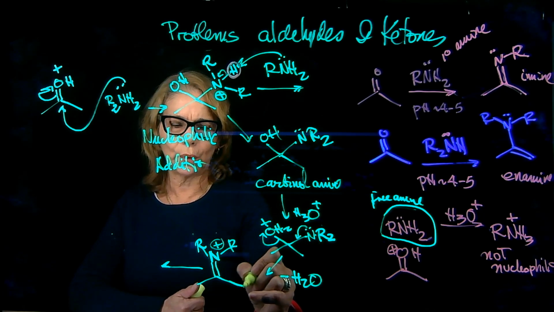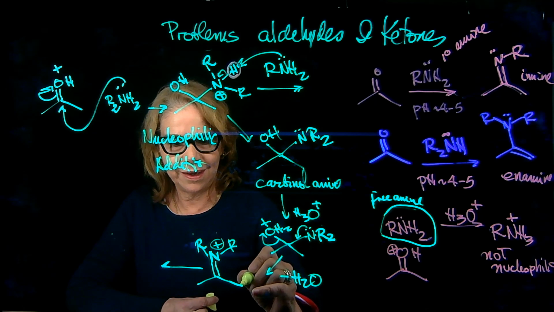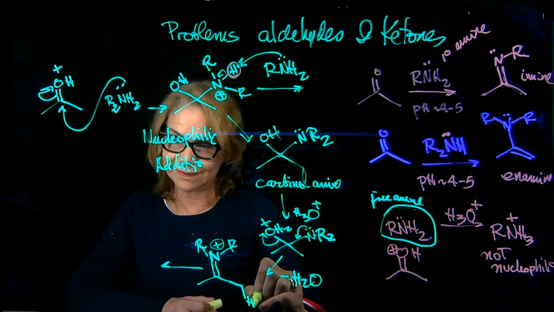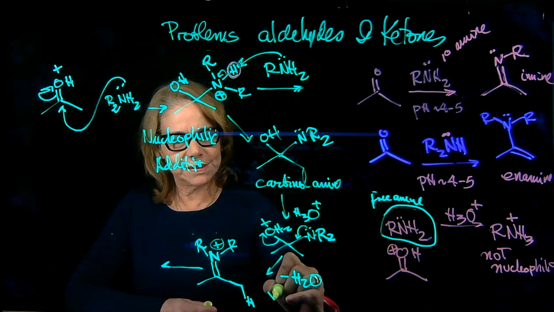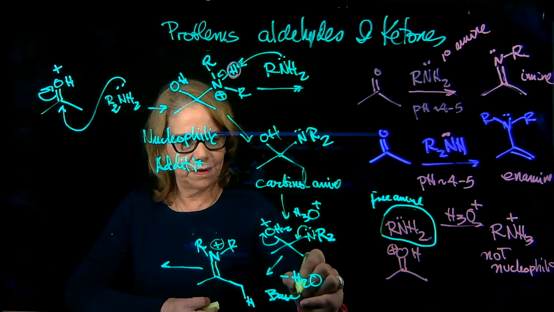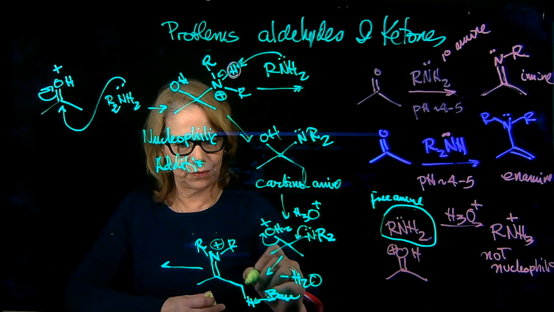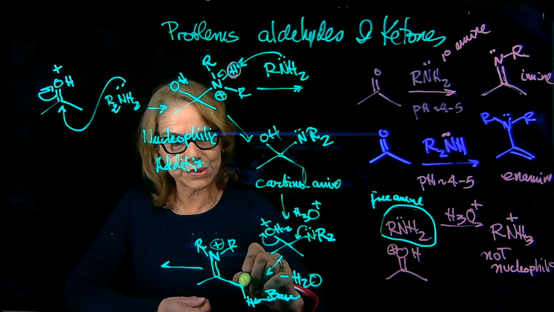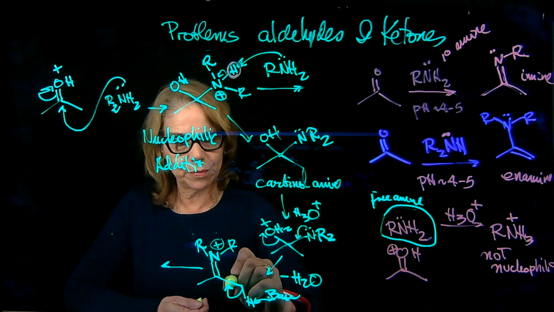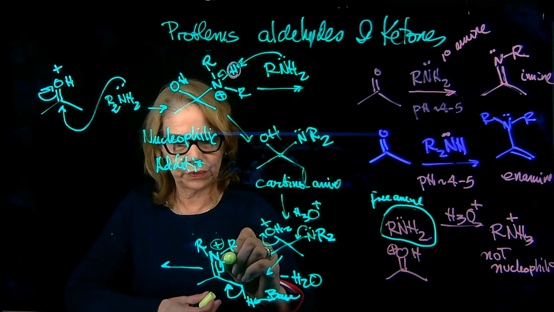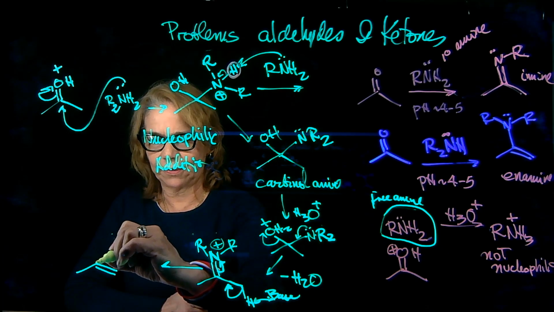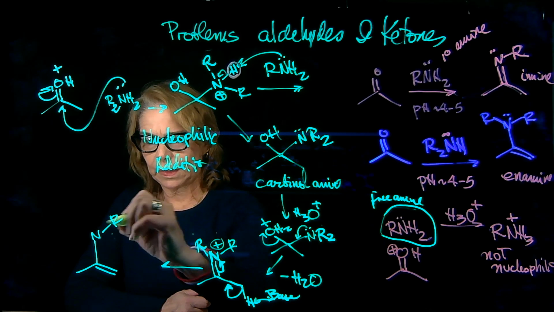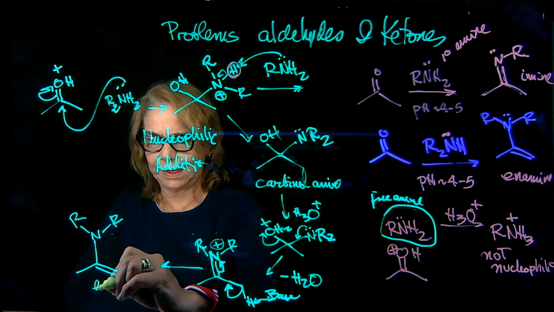Instead, in the case of the enamine, a hydrogen at the next position is removed. So let's say a base will remove this. It can be water, of course, or the amine. Now I'm going to form a double bond, and I'm going to move those electrons over. As a result, the double bond is now here. And this is what we call the enamine.